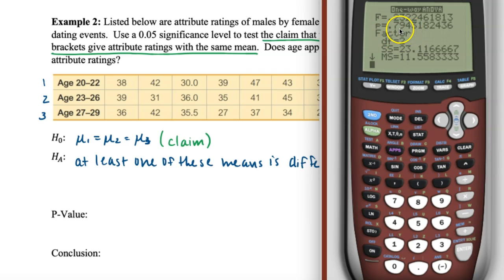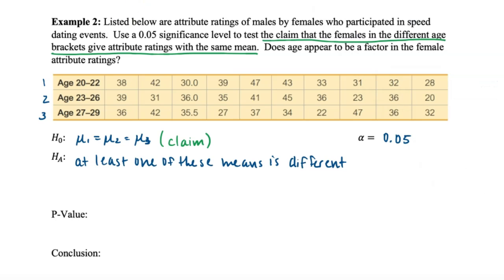My p-value of 0.794. Let's write this down. I found a p-value of 0.794. And I found this in my calculator by going to Tests and then using ANOVA with the information in my 3 lists.